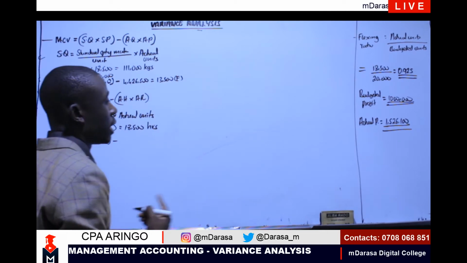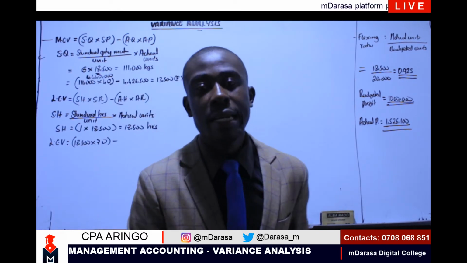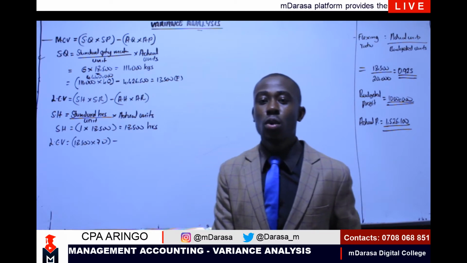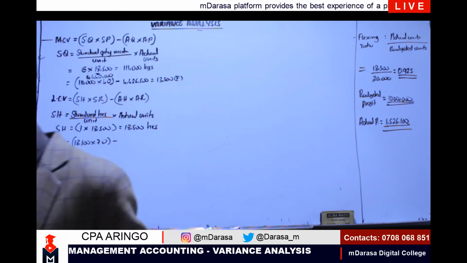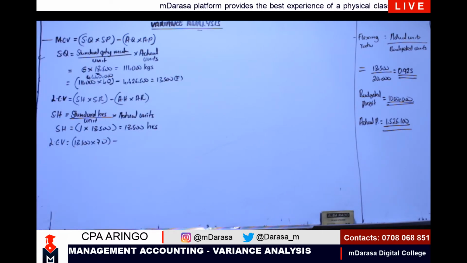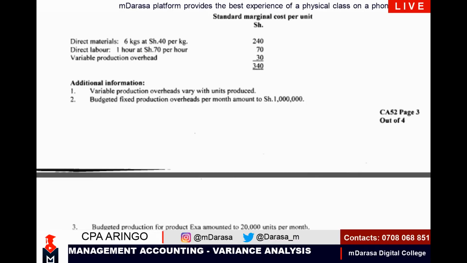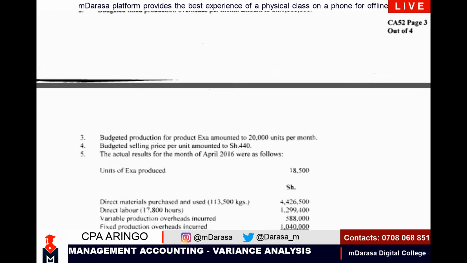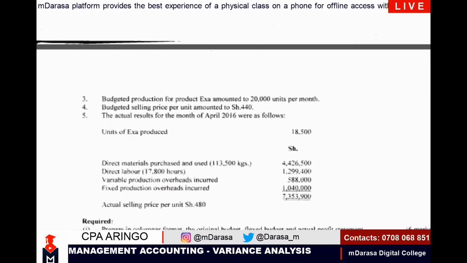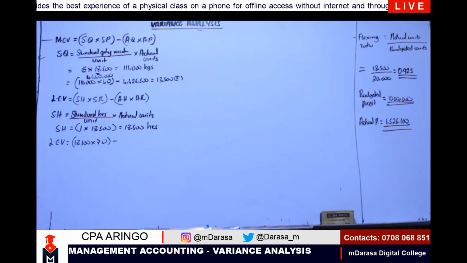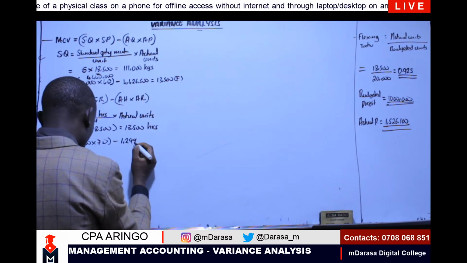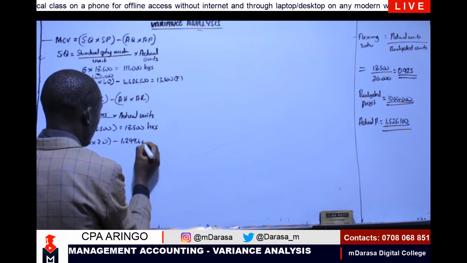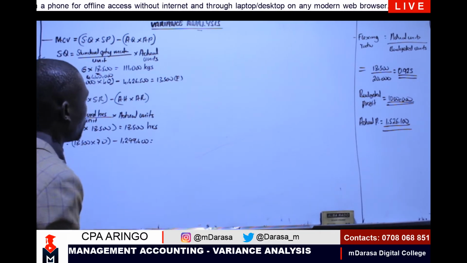We less our total actual labor cost. The beauty with this question is that the examiner had given us that one directly. Look at note 5. For direct labor, you are given a figure of 1,299,400.